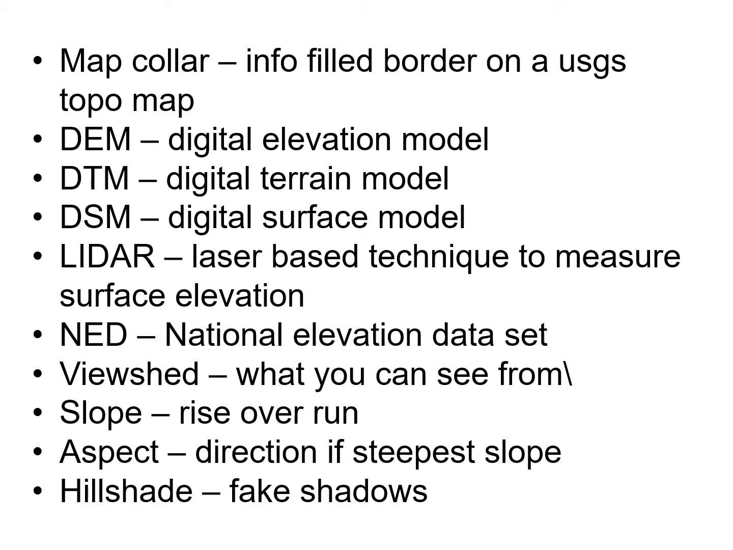Aspect is simply the direction of the steepest slope from any one location. So imagine you're standing somewhere, look around you in 360 degrees, figure out where it's the steepest, either downhill or uphill, and whatever that is, that's the direction of your aspect. In other words, that is the direction that your slope is facing. Your hillshade is essentially just fake shadows with a fixed sun position, and we use that because hillshades actually make 3D surfaces look more realistic.